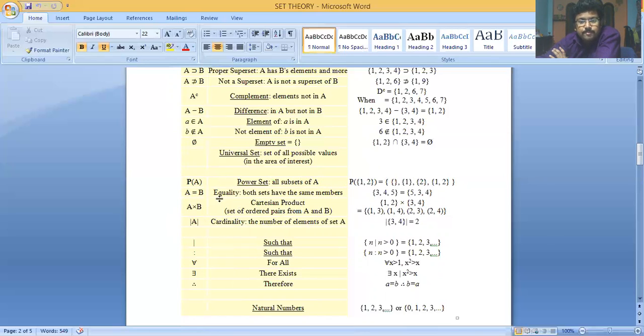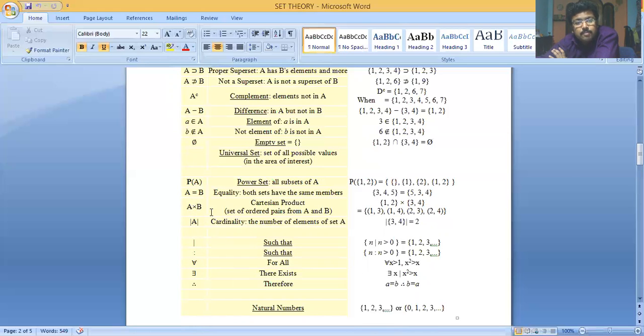Now A equal to B, equality. Both sets have the same elements: {3, 4, 5} and {5, 3, 4}. The elements are the same, but order is not important in set theory. So these are A equal to B. If this is A and this is B, then both are equal.